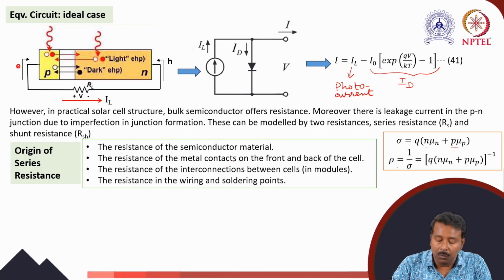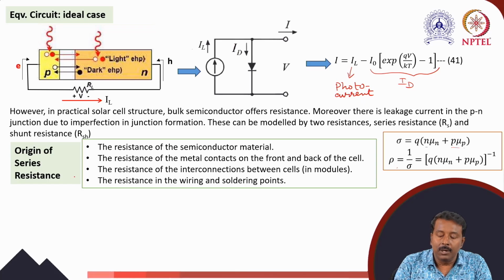Resistance in the wiring and soldering points, because when you make connection to form a module, from one cell to another cell, you have to solder externally by a connecting wire. So soldering also gives you some resistances. So these are the main origin of series resistances. All these resistances, after taking into consideration the term RS, the series resistance, will appear in the equivalent circuit as well as in the equation.